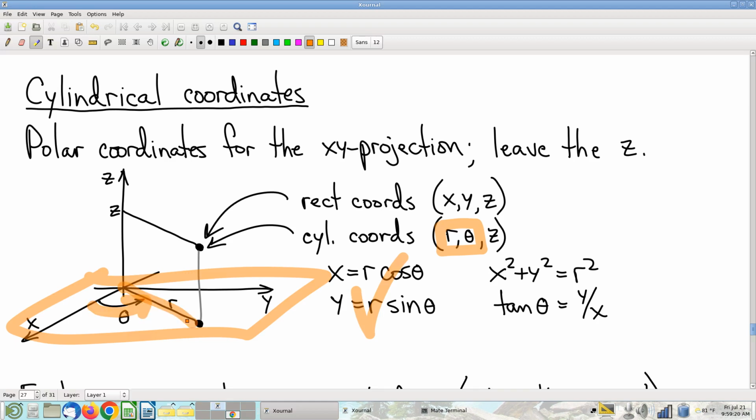In the XY plane, it's the polar coordinates of the projection of the point you're interested in. So, the point we're interested in is up here, but it's got a projection down here in the XY plane, and we're literally just writing down the polar coordinates of that projection. So, very handy. The remaining coordinate is just the z that we already had. It's literally the same z. It's how high is that point, you might say.